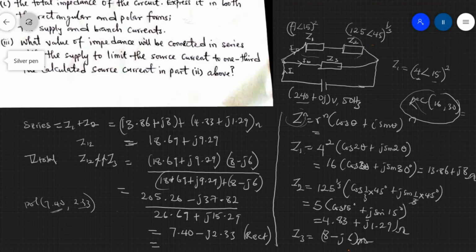So in terms of polar, it's going to be 7.75, angle minus 17.47 degrees. This is in polar because the question says we should express it in both rectangular and polar form. So we are done with this part, which is very important. We're done with the first part.